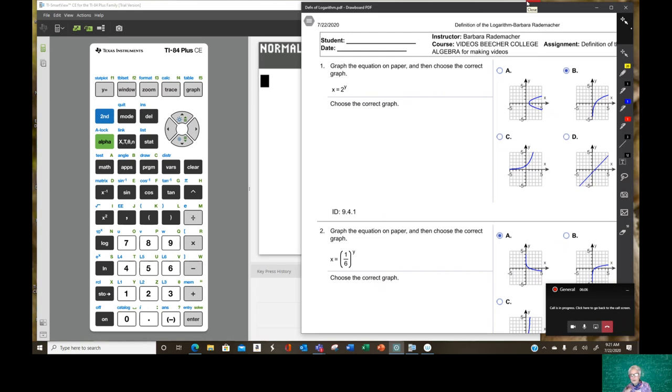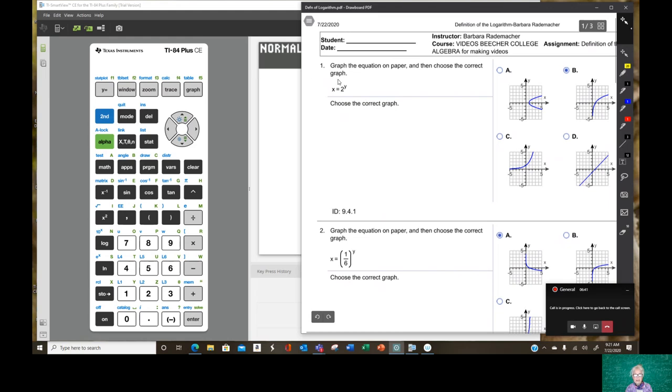Number one, graph the equation on paper and then choose the correct graph from over here. Okay. Here we have an equation solved for x in terms of y. Well, this is complicated and not something we can often deal with. So we're going to use the definition of a logarithm to put this in the right form.